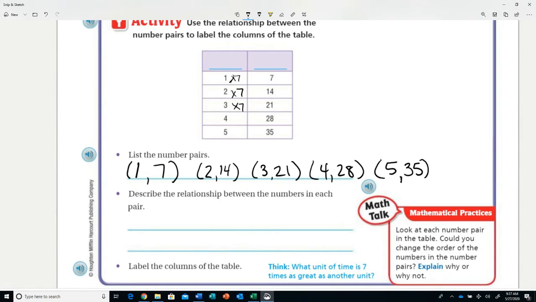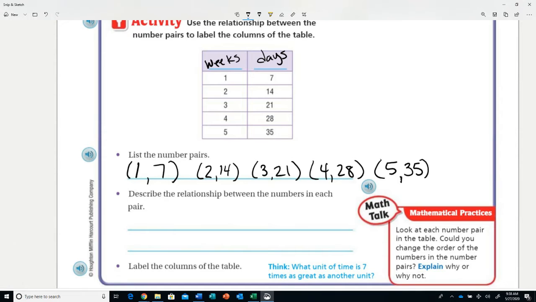Oh, okay, so if you haven't already realized what this is, we are looking at weeks and days. So when I'm looking at units of time, I know 1 week is 7 days. 2 weeks is 14 days. 3 weeks is 21 days. And that's really all there is to it here.